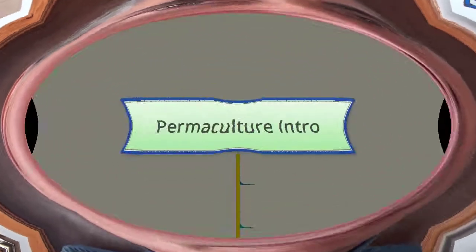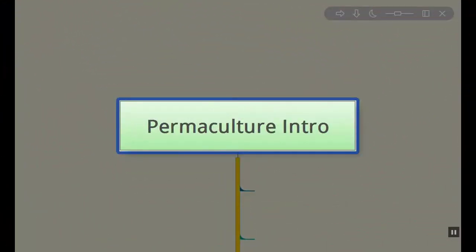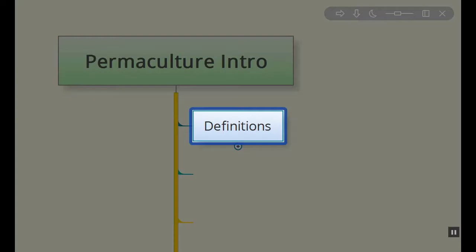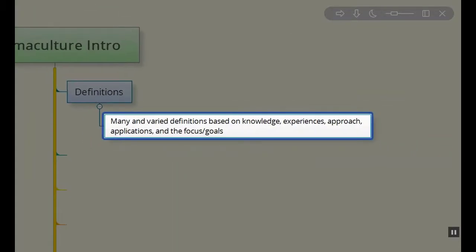Here we go. Okay, so permaculture is a really tremendous, large, expansive topic, and I'm just going to give a really superficial overview as an introduction to what permaculture is about. First, definitions. There are so many definitions out there, and they're really based on the permaculturist's knowledge, their experiences, their approaches, their focus, their goals, how they've applied permaculture in the past. So there are many, many definitions.